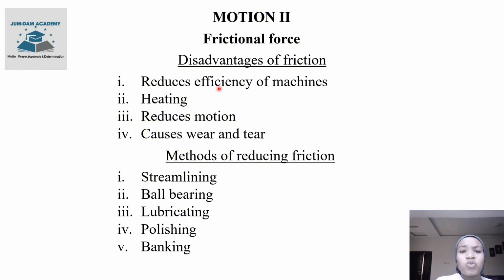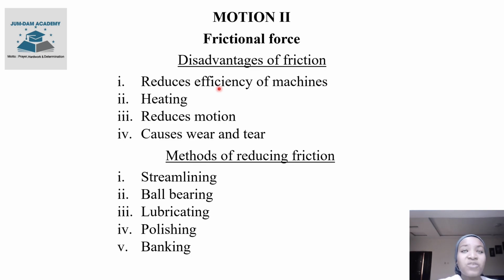It also causes wear and tear. Have you noticed that when you use your slippers, especially bathroom slippers, for a very long time, suddenly the underneath starts forming a hole, and it keeps forming that hole, the thickness is reducing until the hole has opened? That is wear and tear, and it's because of friction.